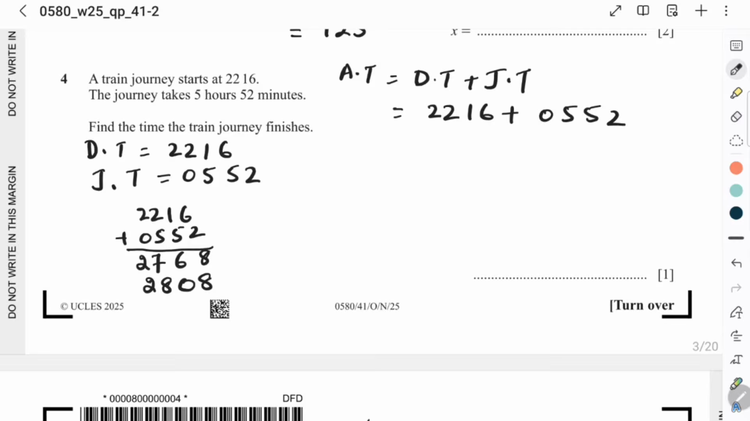I hope you understood. But we cannot have 28. Remember the clock. When you subtract 24 from 28, it becomes 04:08. So 28 means 4 a.m. You know that 24, 25, 26, 27 and 28 correspond to 12, 1, 2, 3, 4. You just subtract 24, so that will be equal to 04:08.